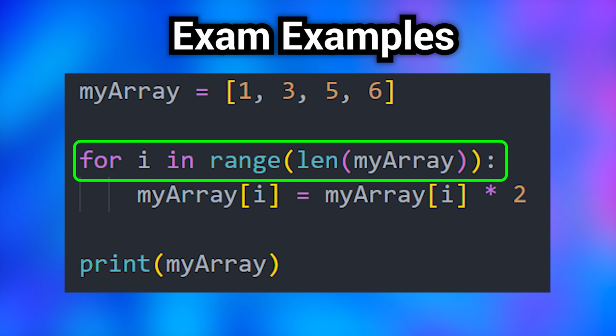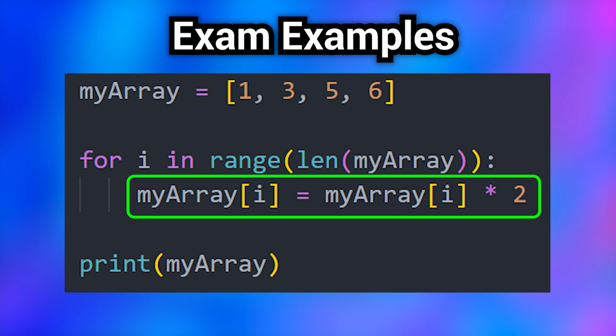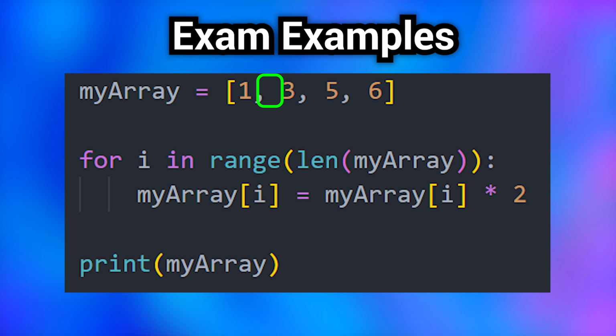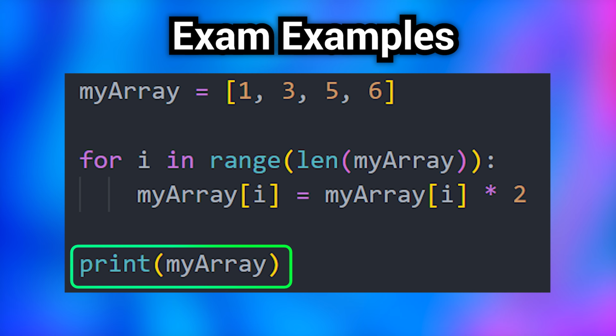We say for i in range(len(myArray)), so it only iterates for the number of elements in the array. myArray[i] = myArray[i] * 2. So it starts from the 0th element and goes all the way to the end of the array, multiplying each number by 2. And then we print the array to get 2, 6, 10, 12.